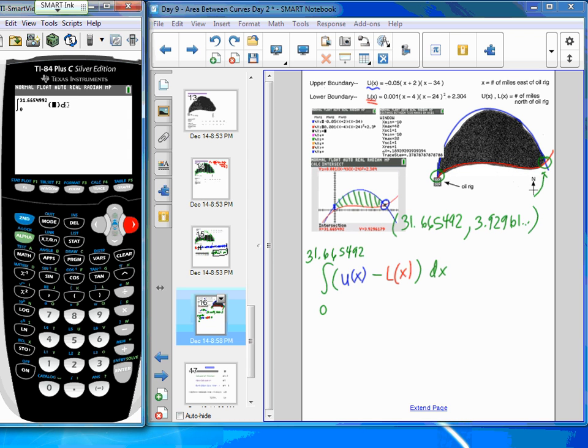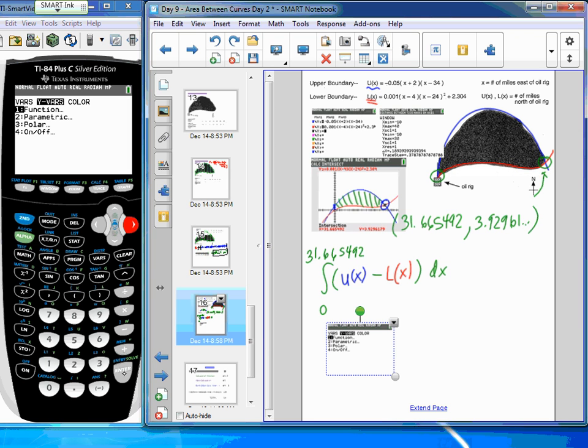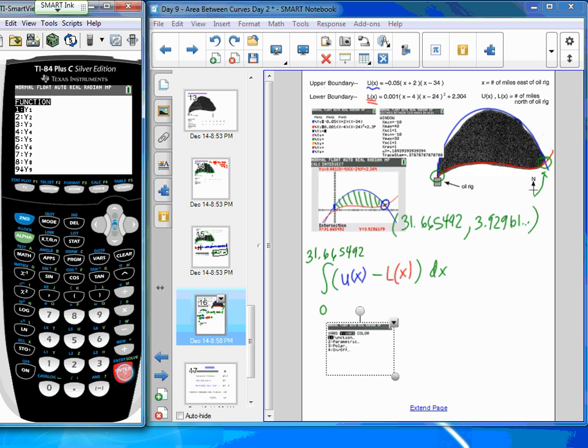Well, I've already stored u of x in y1. So I'm going to go ahead and do vars, y vars, function, y1. That was my top boundary curve, minus vars, y vars, function, y2. And there's u of x minus L of x. And I have to type it all over again with respect to x. And now we're ready to go.